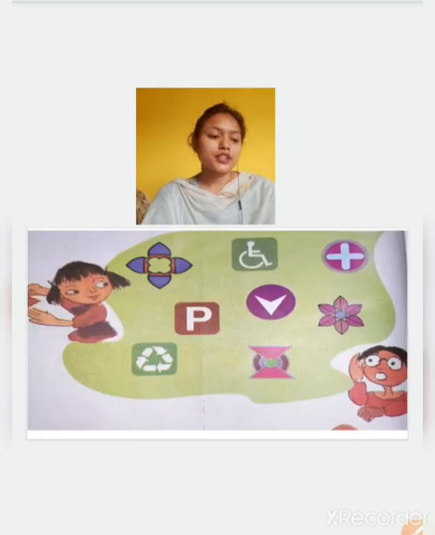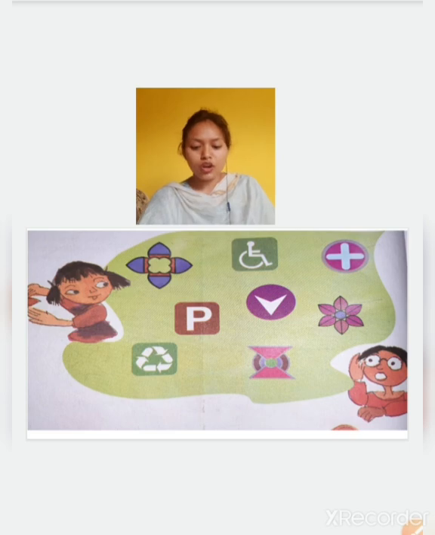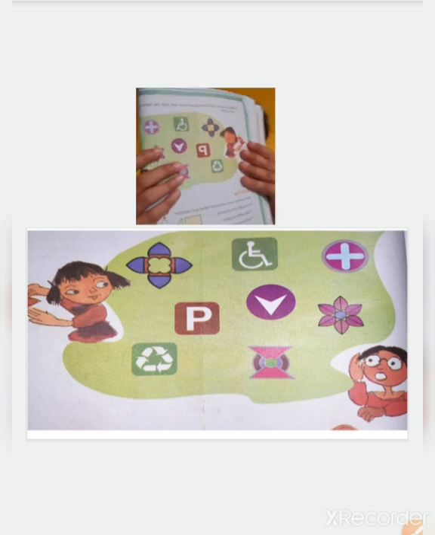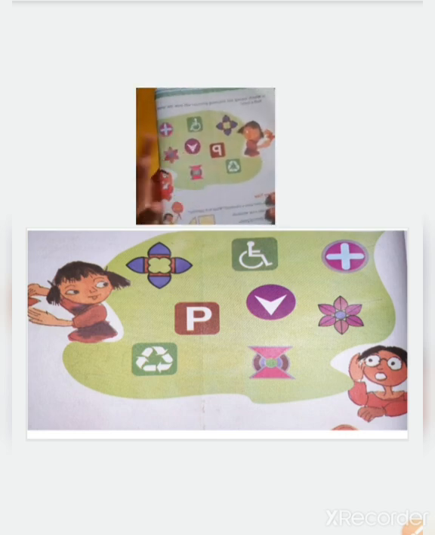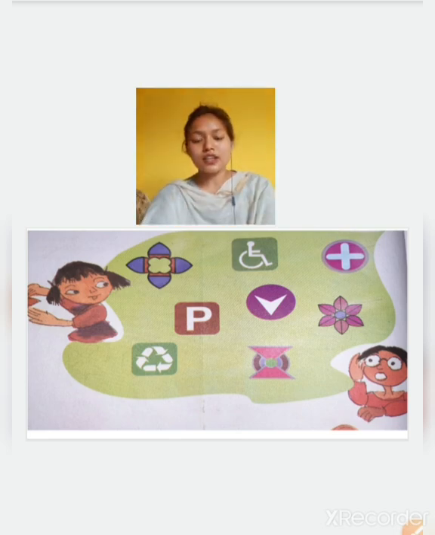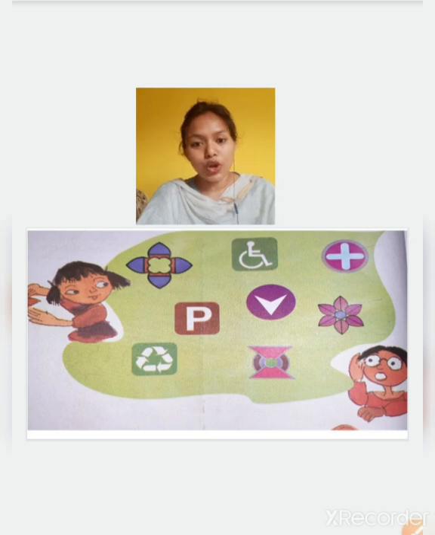Now on the next page you can see, on page number 80 in your NCERT books. On this page number 80 you have to complete this. You have to tell, do these figures show 180 degree rotational symmetry or not? Means when you rotate this figure to 180 degree or half rotation, will these figures look same or not?